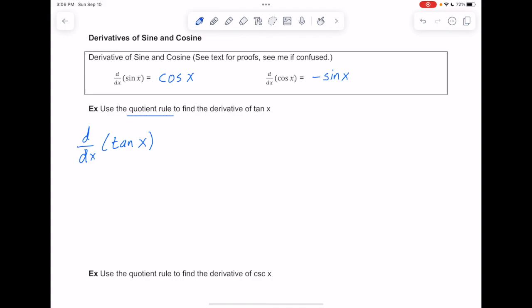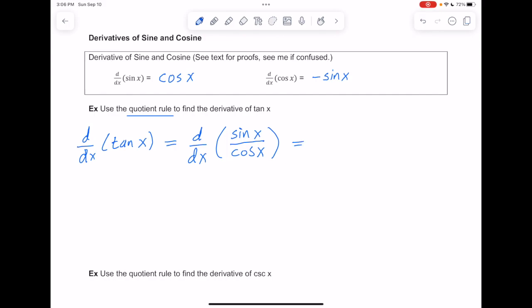They told us how it's going to get done. We're going to use the quotient rule. Seems a little strange to say we're going to use the quotient rule when there's no division, but remember, tangent is in fact a division. Tangent is sine of x over cosine of x. So there's where the division comes in. So now we're going to want to apply the quotient rule to that.